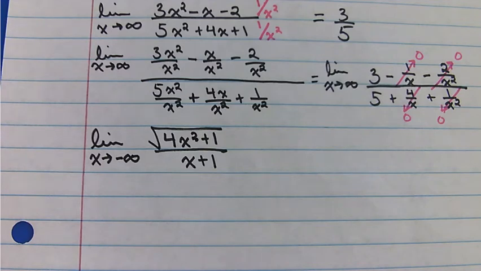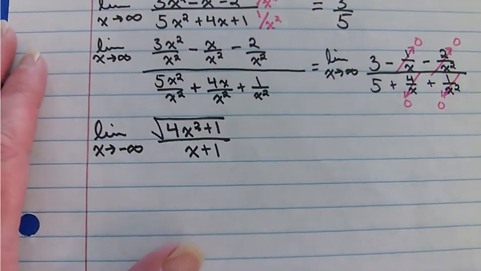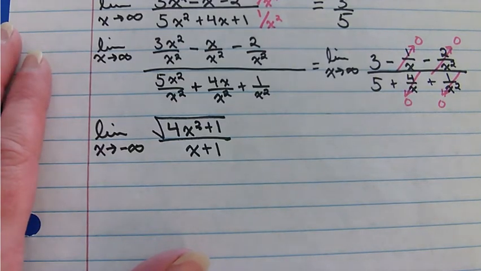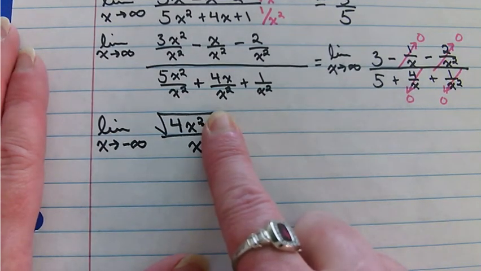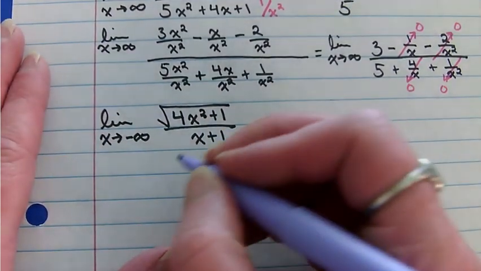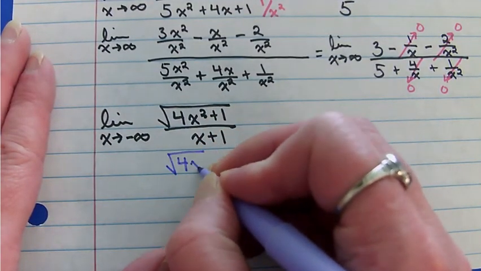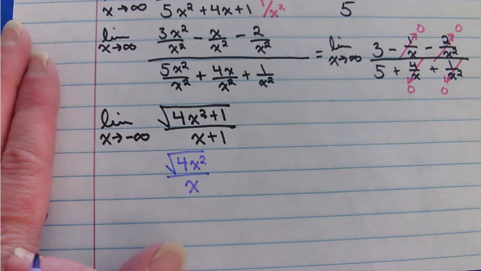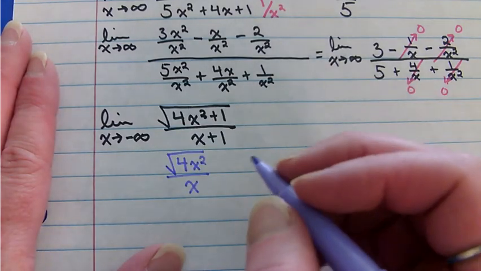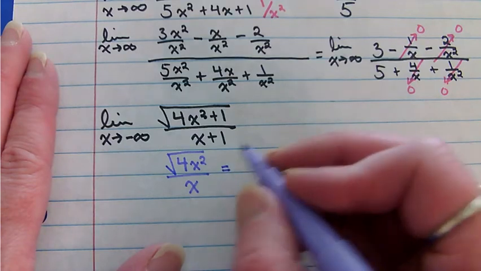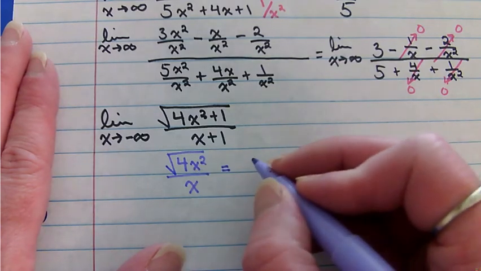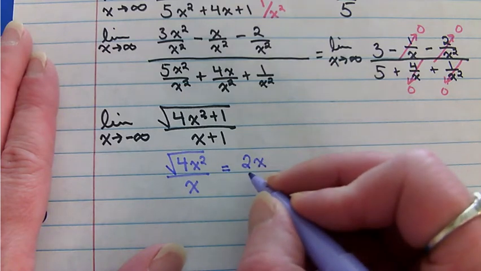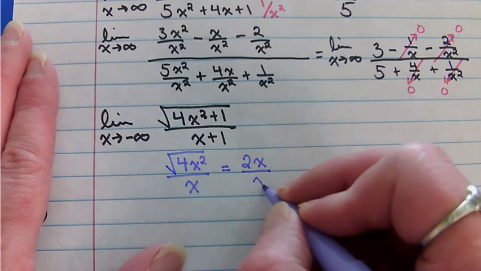But I'm going to show you a different kind of way to think about it. Now, I would never say equals out to the side on this, because this is just the way my brain works. And if yours doesn't work that way, then that's okay. All right, the plus ones aren't going to matter, right? So I'm left with the square root of 4x squared over x. Two x over x.